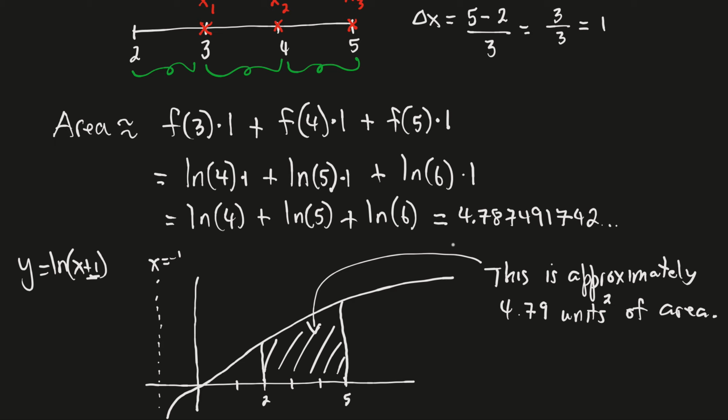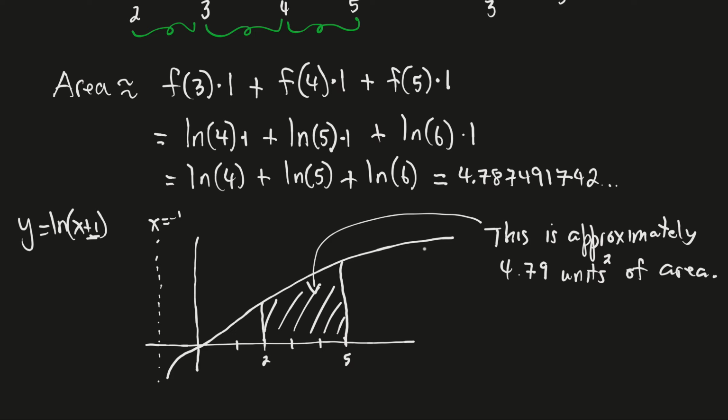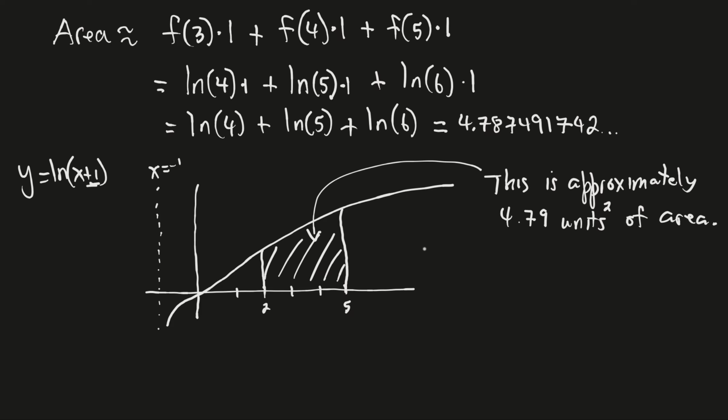Let's use the same example, but now use a different type. So let's use the midpoint, right? If we're going to use the midpoint approximation, let's see what it looks like. So using a midpoint approximation, well, what's going to change?